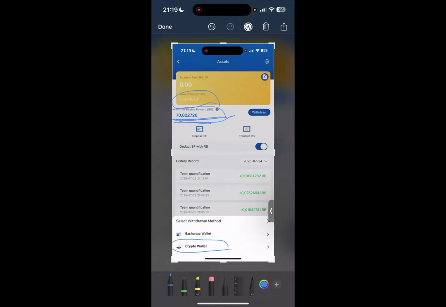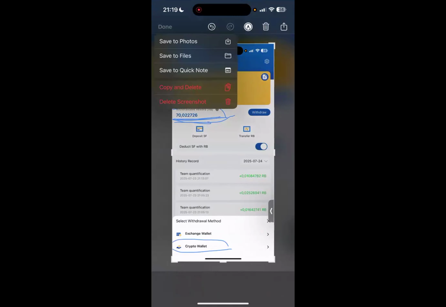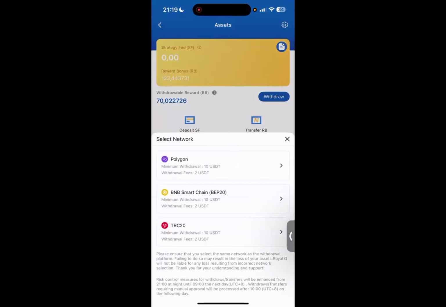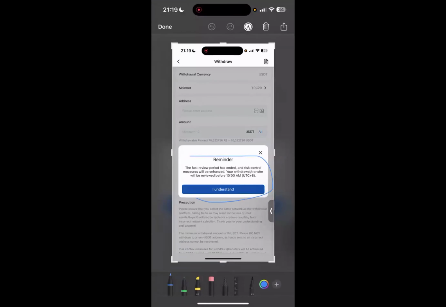So you tap on crypto wallet. If I tap on TRC20, it's going to show me a reminder. What is it saying? The first review period has ended and risk control measures will be enhanced. Your withdrawal or transfer will be reviewed before 10 a.m. UTC plus 8. That is the Singapore time.